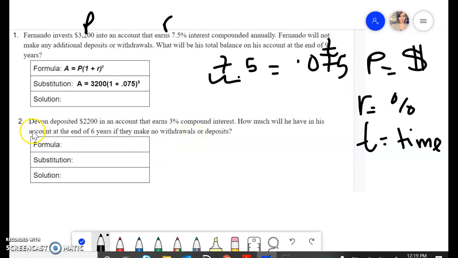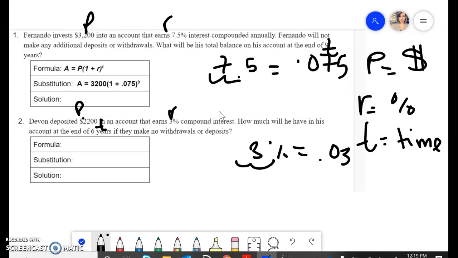All right, for number 2, Devin deposited $2,200 into an account that earns 3% compound interest. So we have our P, we have our R, and then how much will he have in his account at the end of 6 years without withdrawals or deposits? So there's our T. Remember, first thing, 3% into a decimal. I'm going to move it so that it becomes 0.03.